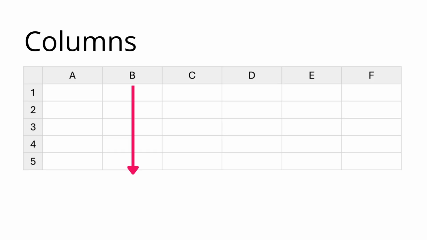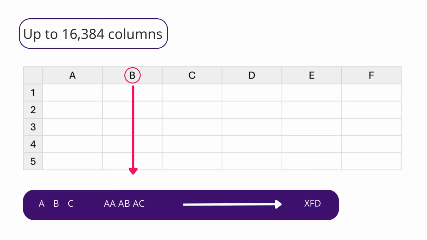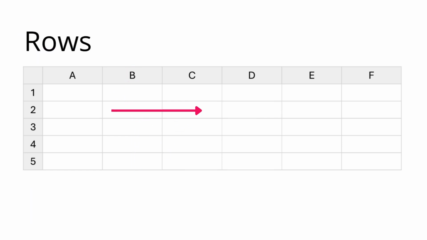Columns run from top to bottom. Columns are identified by letters of the alphabet. Excel allows up to 16,384 columns. Rows run from left to right. Rows are identified by numbers that run down the left-hand side of the sheet.